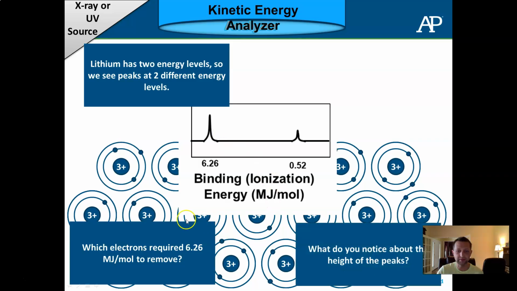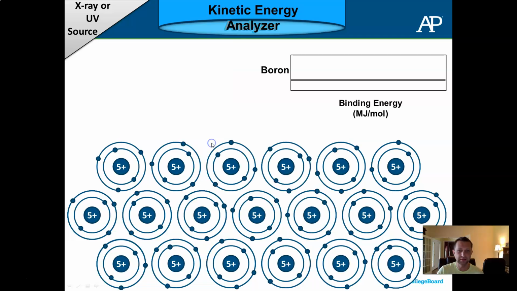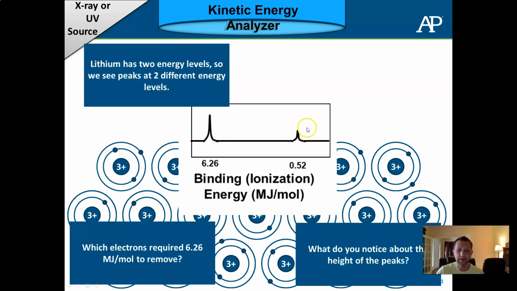Okay, so I already went over some of these questions. The electrons that require the 6.26 are the inner shell electrons. And the peak here is going to be the outer shell electrons. And if you notice, that first level has 2 electrons. So this is representing the first level of electrons, 1s2, right? And here's our second level of electrons. That would be 2s1.